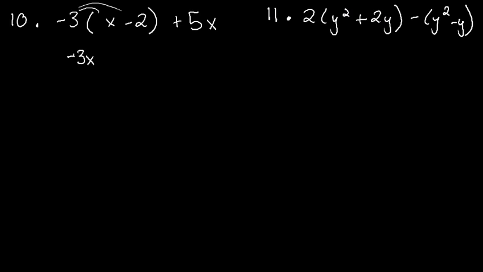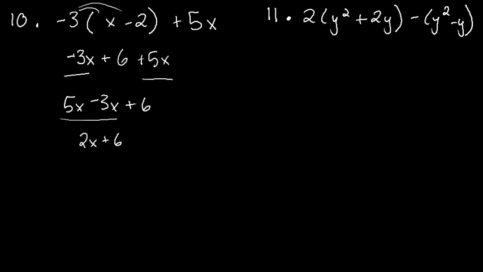So here, using my distributive property, I get negative 3 times x, negative 3x, and negative times negative is a positive. 2 times 3 is 6, plus 5x. So now I need to combine my like terms. You guys do not have to do this part as far as rearranging it, but sometimes it really does help. So 5 minus 3 is 2x plus 6. That is your final answer.